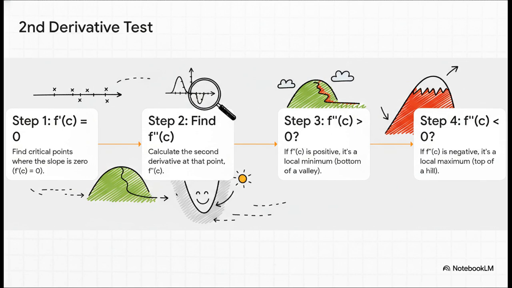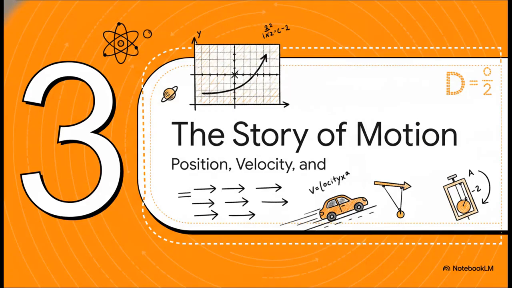So you find a point where the graph is perfectly flat, the very top of a hill or the bottom of a valley. Then you just check the concavity right at that spot. If it's concave up, shaped like a cup, you must be at the bottom of a valley. That's a local minimum. If it's concave down, you're at the peak of a hill, a local maximum. And that's the second derivative test. Pretty clever, right?